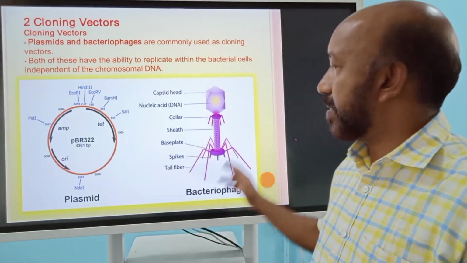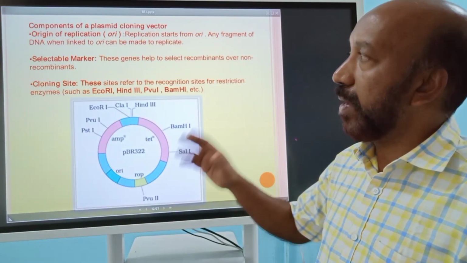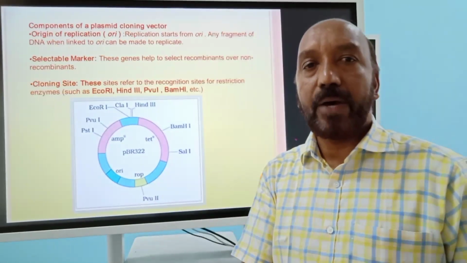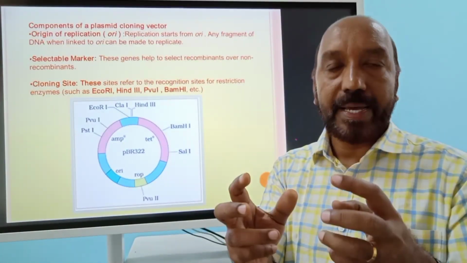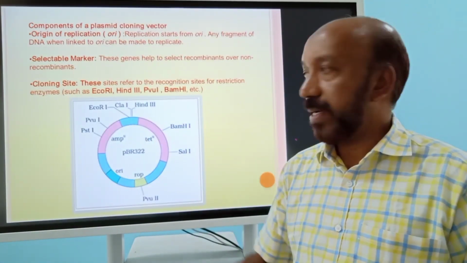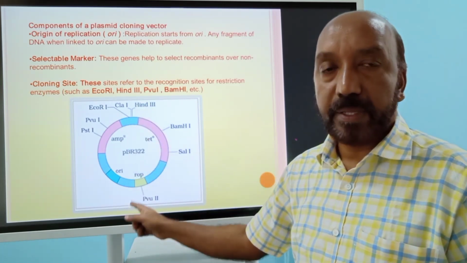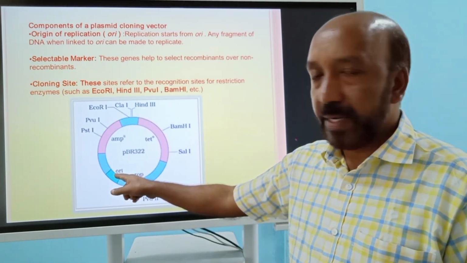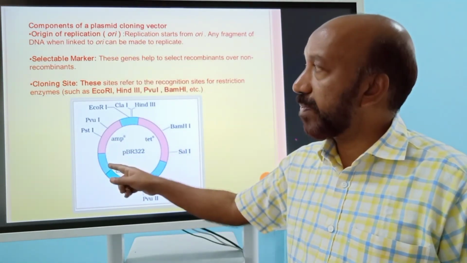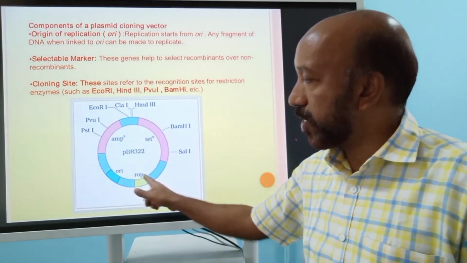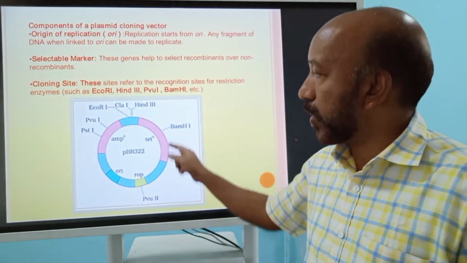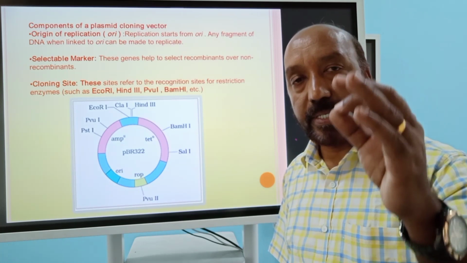So let us discuss the features a cloning vector should have to perform the activity. Here we can see three major features the genetic material should have to function as a cloning vector. One important part is the origin of replication. As the diagram indicates, it is the plasmid pBR322, and here we can see the ORI, or origin of replication, from where replication starts. Another one is the selectable marker. The remaining ones are all genes of that particular DNA, and they indicate the type of enzyme we use to cut that particular area because of their recognition sequence.